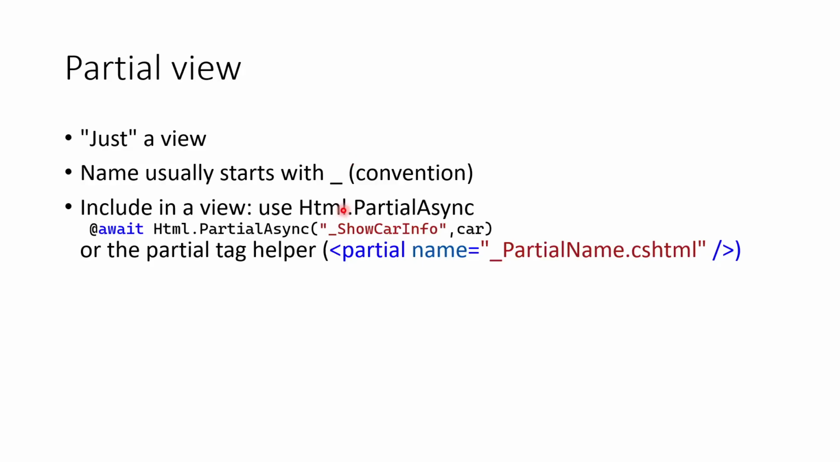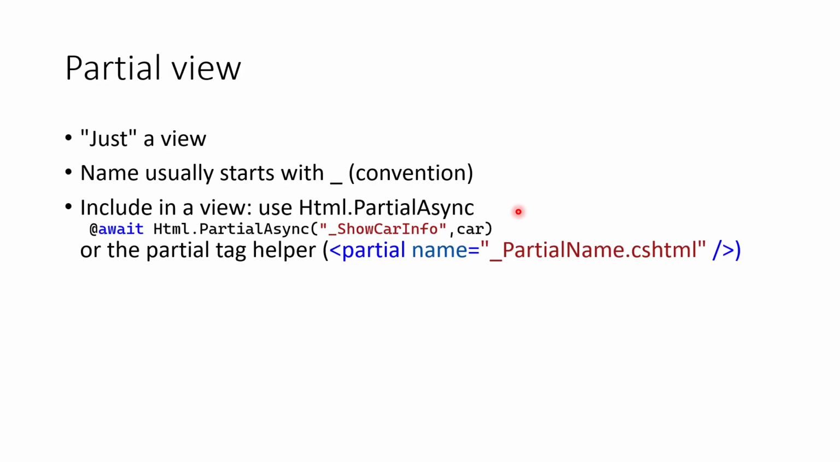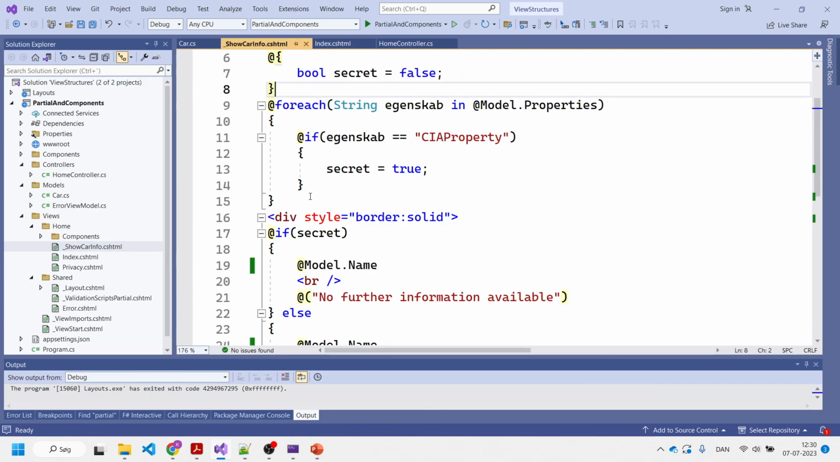Let's see what I wrote here. So you use Html.PartialAsync like this, or there's something called a partial tag helper. But to my knowledge, a partial tag helper is not able to pass on a model to the view. I may be mistaken, but I haven't been able to find how to do it, at least. So that's fine. This is very easy. You can easily use this, but it has one problem.